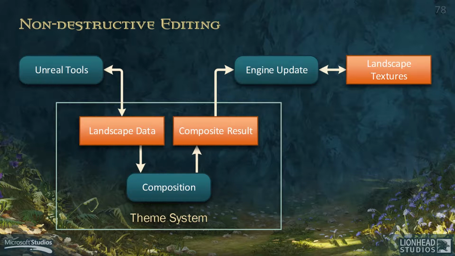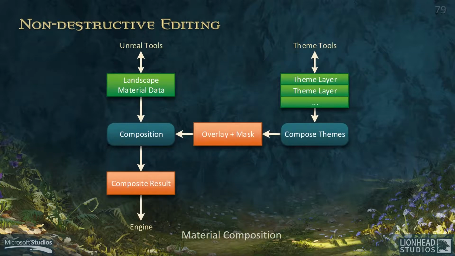By intercepting the landscape material pipeline, we allow for overlaying of material data by theme layers. By intercepting the landscape height pipeline, we allow for overlaying height data by the smart splines. We collapse together theme material layer contribution to form a material overlay and material mask. This is composited over the underlying Unreal material data to produce the resulting material layer passed to the engine.